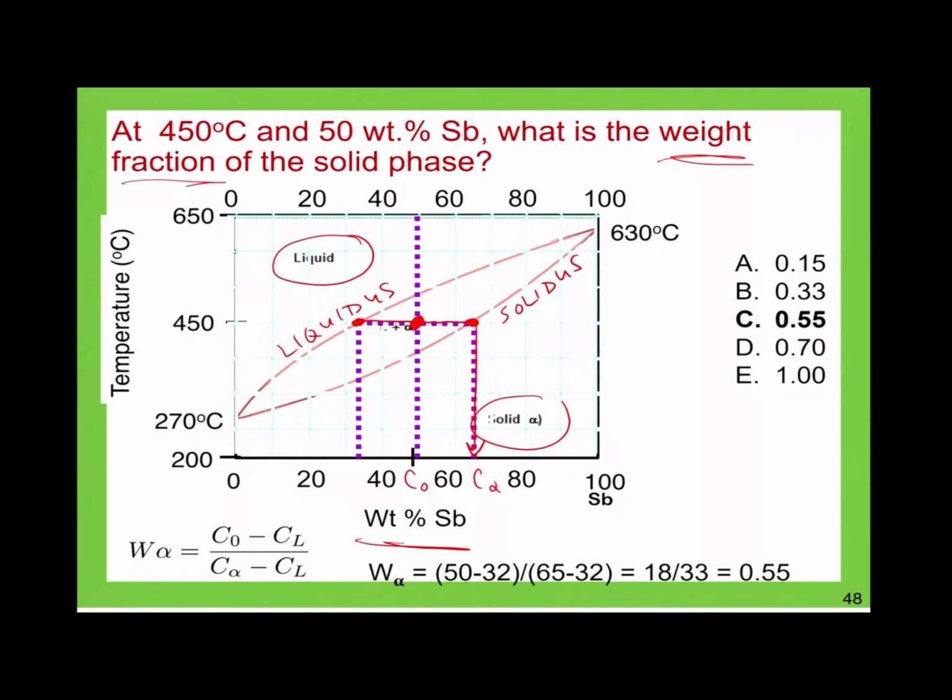In your entire system, you're given a chunk of something that has 50 weight % antimony in this alloy. Then where does it touch the liquidus? Right here. You go down and read what C L is. So you're just reading C L and C alpha off of the plot itself. There's no computing. Then when you plug in, C naught is 50, C L is 32. So here's the 30 mark. C alpha is 65. I'll write this out explicitly.